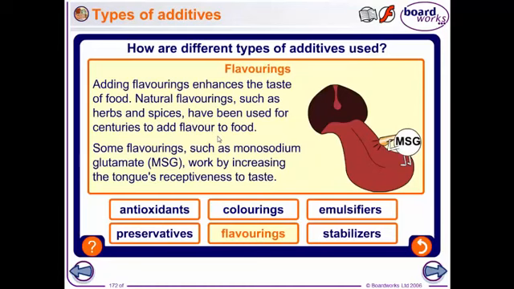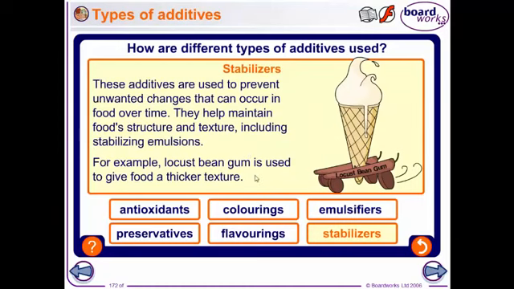Flavorings, they enhance the flavour of the food. Chinese food tends to contain a lot of something called MSG, which is monosodium glutamate, and what that does is make your tongue more receptive to taste. It actually makes the food taste better and gives it more taste. Stabilizers, they basically just stop the food from breaking down and maintain its structure. Most of the time you find them in things like ice cream, things that normally break down, or trifles, etc. Locust bean gum is an example of one that might be used. So those are the main types of food additives that you would get.